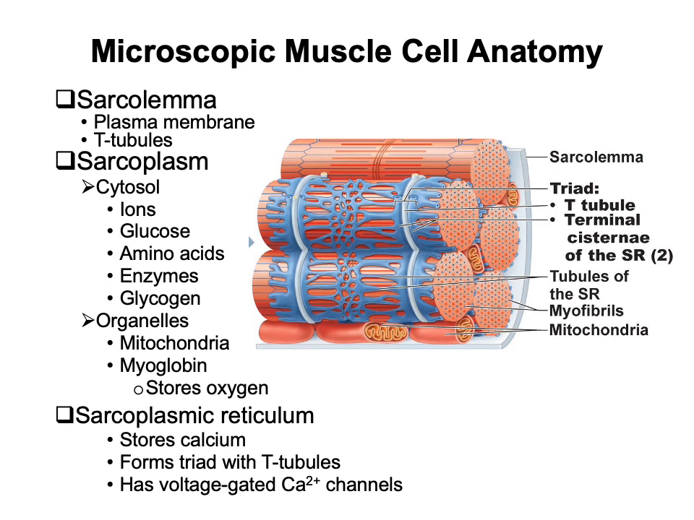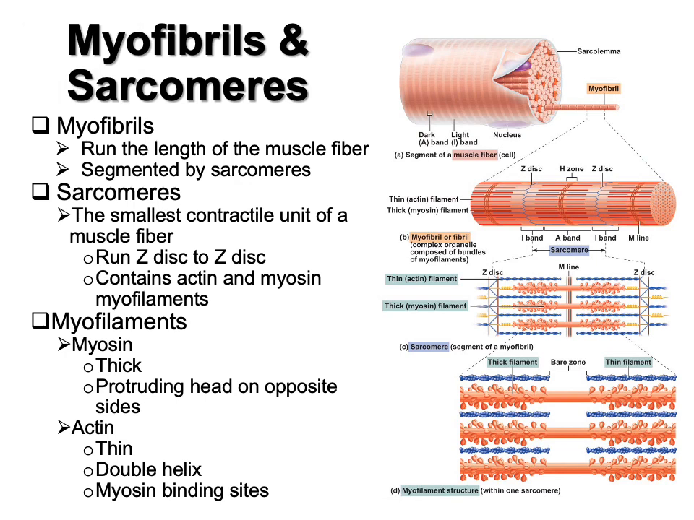The sarcoplasmic reticulum is the structure I mentioned before that the T-tubules from the sarcolemma run in between, and it creates what's called a triad. And the sarcoplasmic reticulum's main function is to store calcium. When the T-tubules are depolarized, they'll open voltage-gated calcium channels that are on the sarcoplasmic reticulum, releasing calcium into the cytosol or cytoplasm.